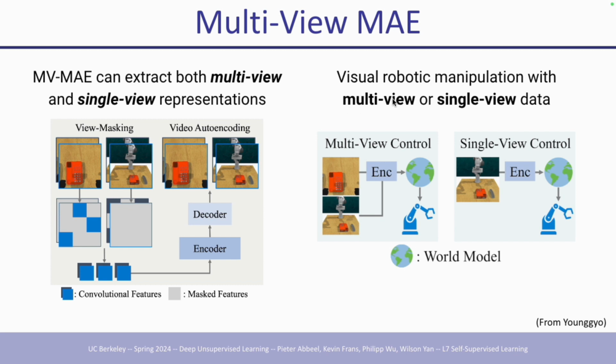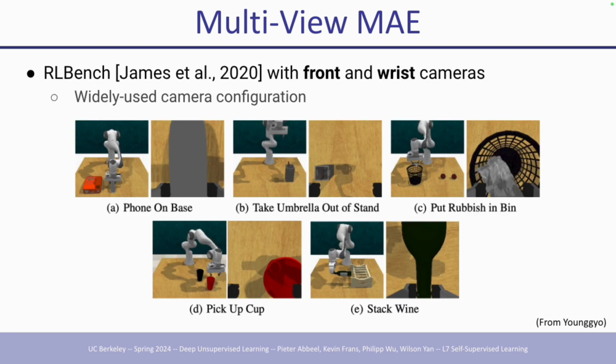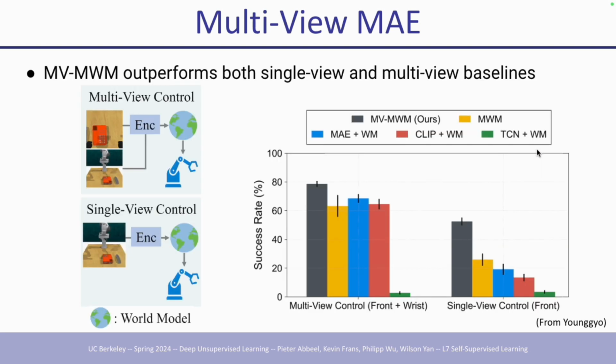And downstream, we can now apply this model a few different ways. One is we can use the encoder just to encode both views, but it might be that downstream we only have a single view. And so we can train the model on just a single view version of the environment.